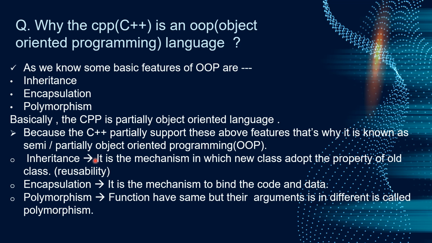So the first one is inheritance. It is the mechanism in which a new class adopts the properties of an old class, that is reusability. The second one is encapsulation. It is a mechanism to bind the code and data. The third one is polymorphism. Functions that have the same name but different arguments are called polymorphism.